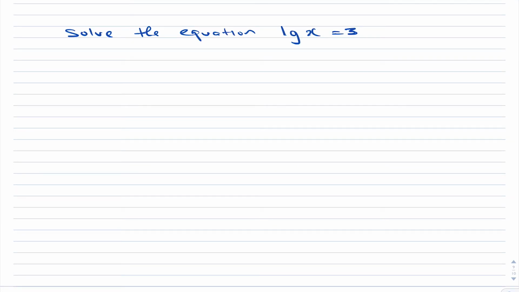Right, we've got this question to solve. Solve the equation LGX equals 3. Well, remember, LG is log, which is also equal to log to base 10. So log to base 10 of x equals 3. In this case, we now need to raise. We don't need to equate it to x anymore. So we raise 10 to the power of 3, and that will become x.